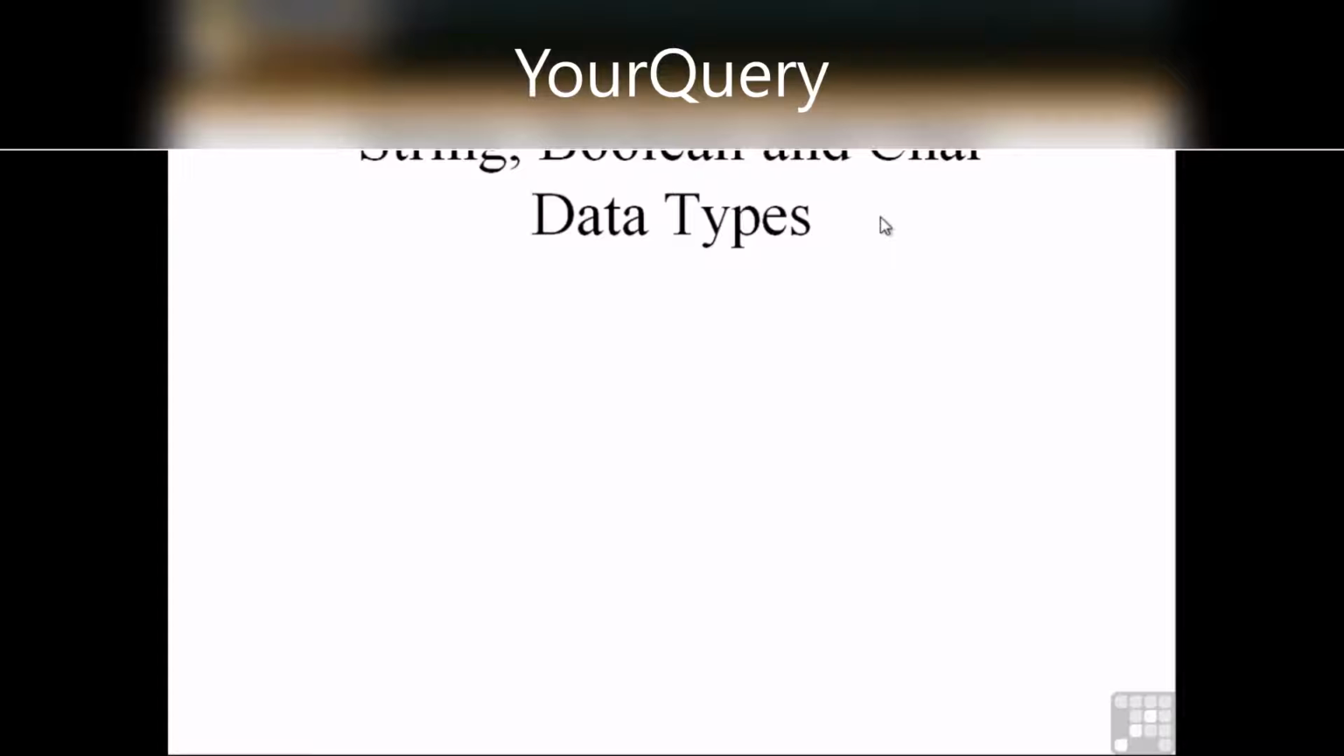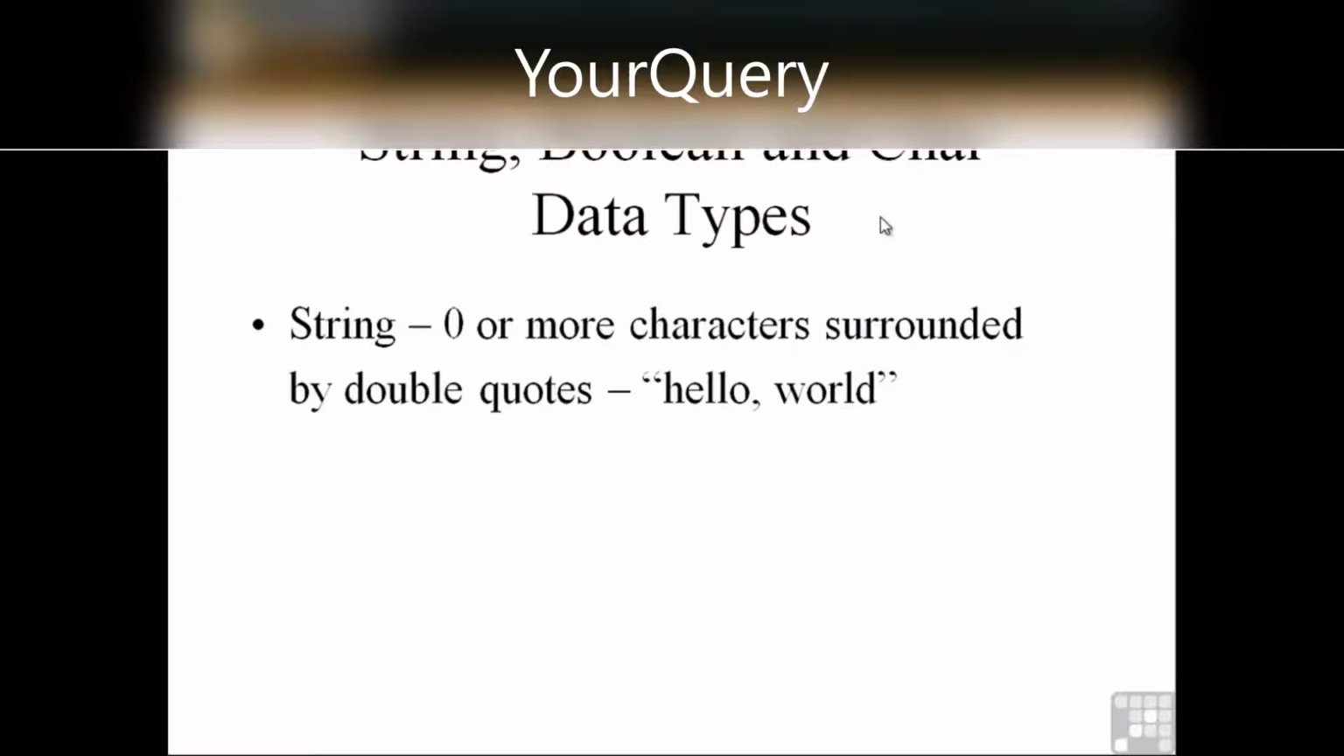In this lesson, we're going to be looking at 3 other data types: the string, the Boolean, and the char. A string is 0 or more characters surrounded by double quotes. So for example, the phrase "Hello world," when surrounded in double quotes, becomes a string.